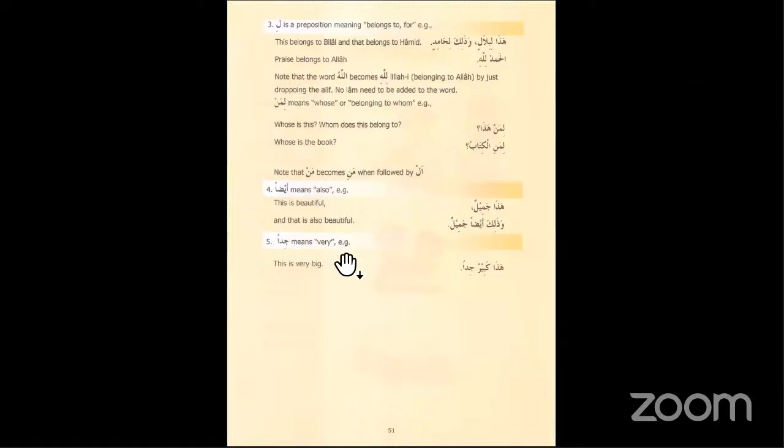Number three: li is a preposition meaning belongs to. For example, hadha li Bilalin wa dhalika li Hamidin. This belongs to Bilal and that belongs to Hamid. Alhamdulillah, praise belongs to Allah. Note that the word Allah becomes lillahi, belonging to Allah, by just dropping the alif.